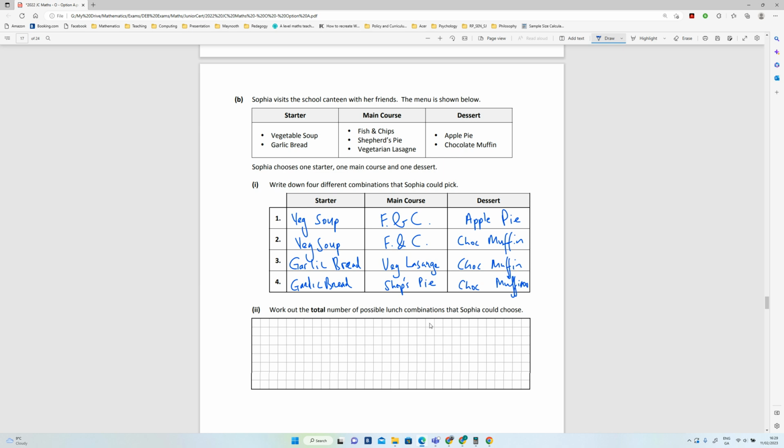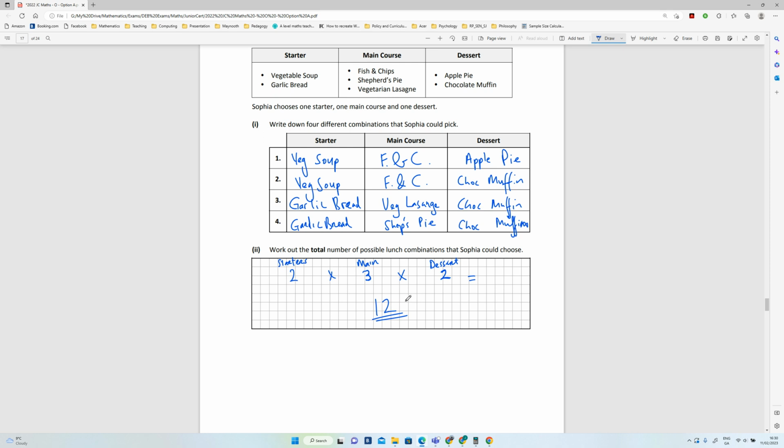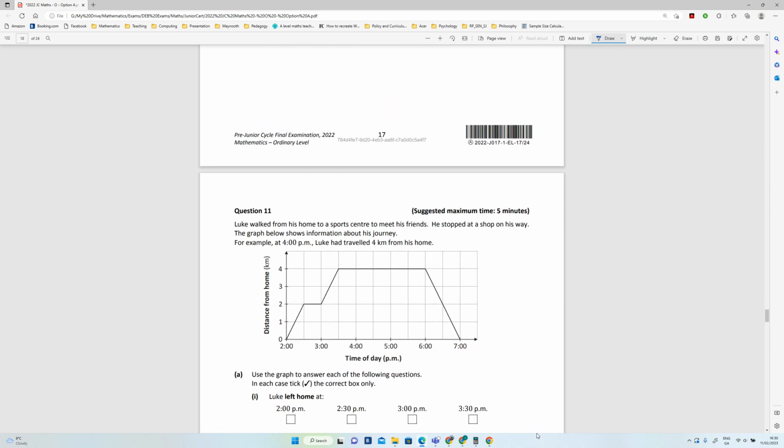Work out the total number possible. Okay, so you've got 2 starters multiplied by 3 mains multiplied by 2 desserts. So 2 by 3 is 6, and by 2 more is 12. So it's 12 possible combinations. So you could have a different 4 to me, as long as they're different combinations. There's 12 in total. Okay, so that's it for question 10.